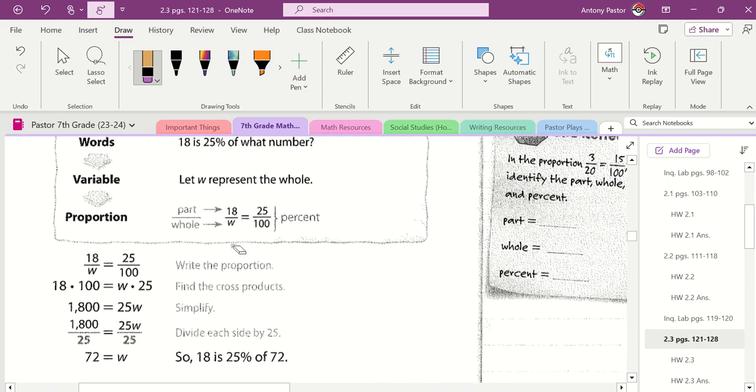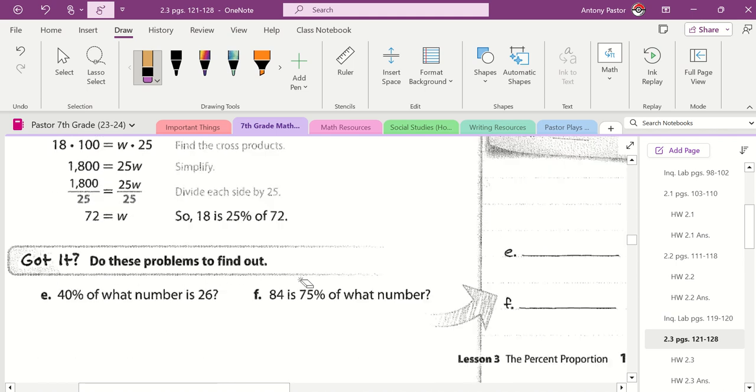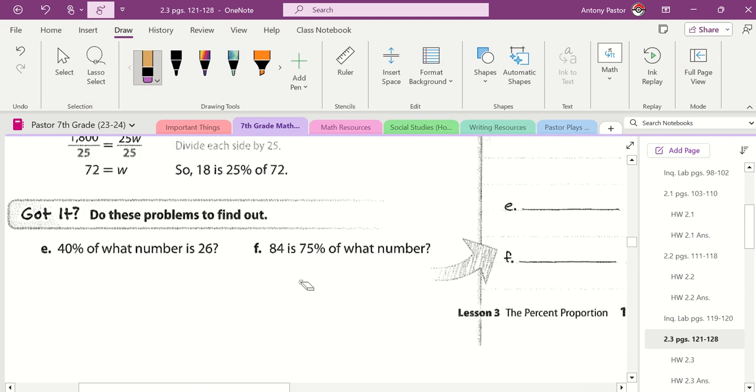And if we look at everything they set up the correct way we did. 1,800 equals 25W. When they divide both sides by 25, W equals 72. So 18 is 25% of 72. And we got the correct answer. All right, we're going to do these examples, and then I'll let you off to go do the Steiner notes.